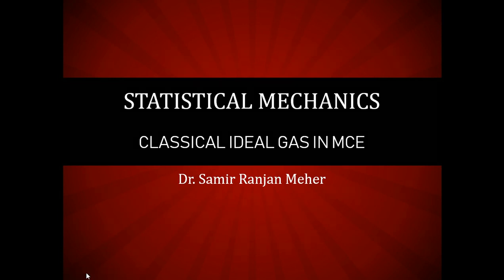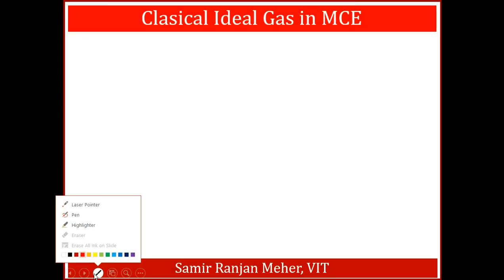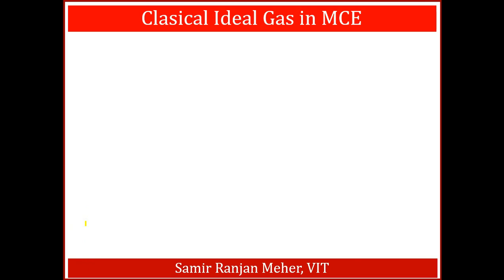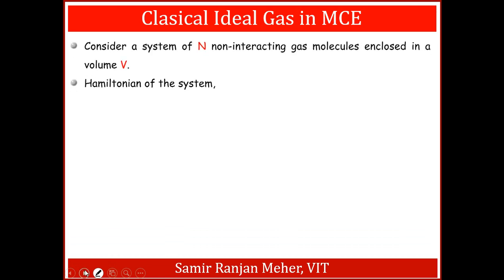So to do that, let us first define what is an ideal gas. An ideal gas is defined as a collection of particles for which there is no interaction among the particles. So consider a system of n non-interacting gas molecules enclosed inside a volume V, and since there is no interaction among the molecules, the potential energy of the system is going to be 0. As a result, the Hamiltonian of the system can be written as 1 by 2m summation of pi square. It is the complete kinetic energy of the system. Because there is no interaction, the potential energy of the system is 0.